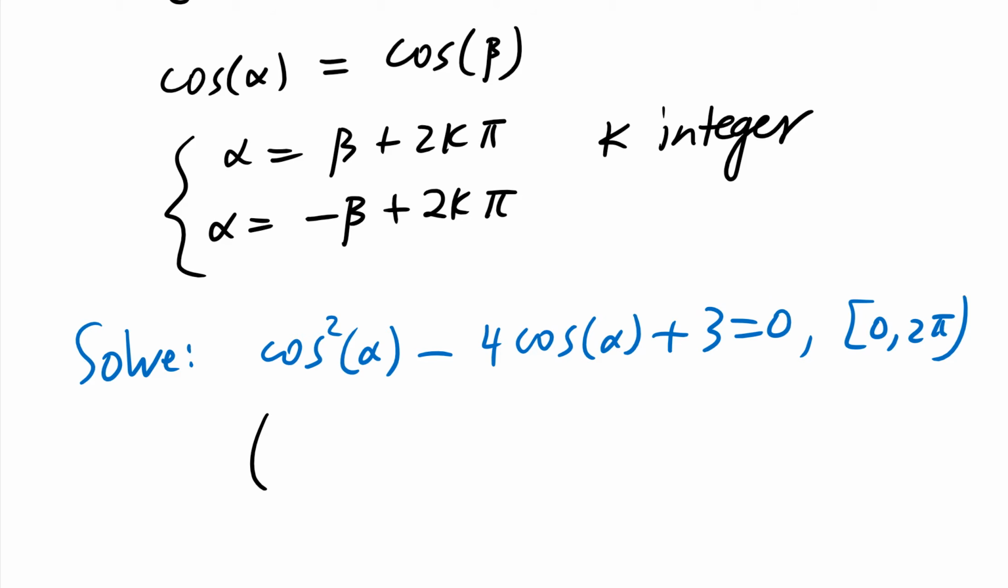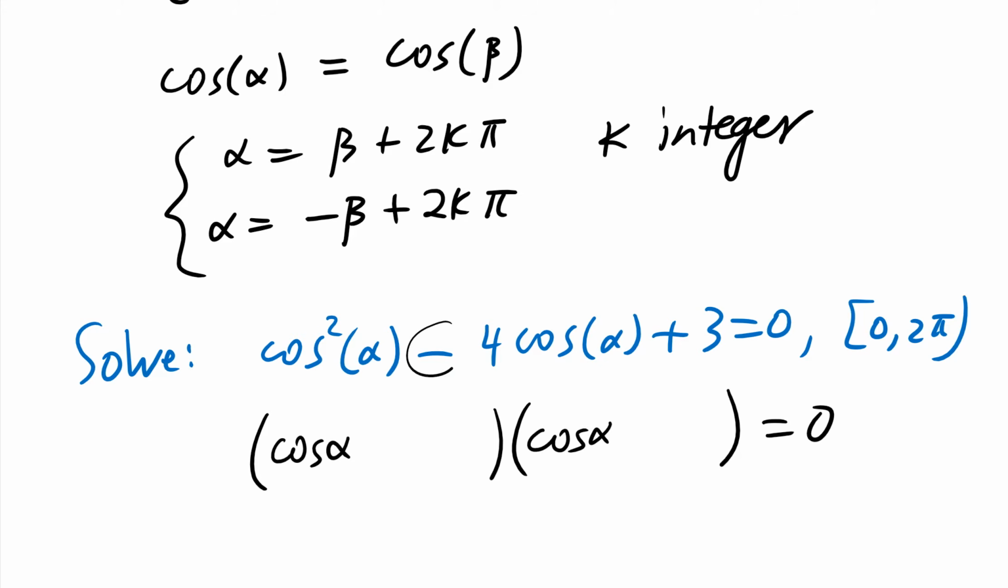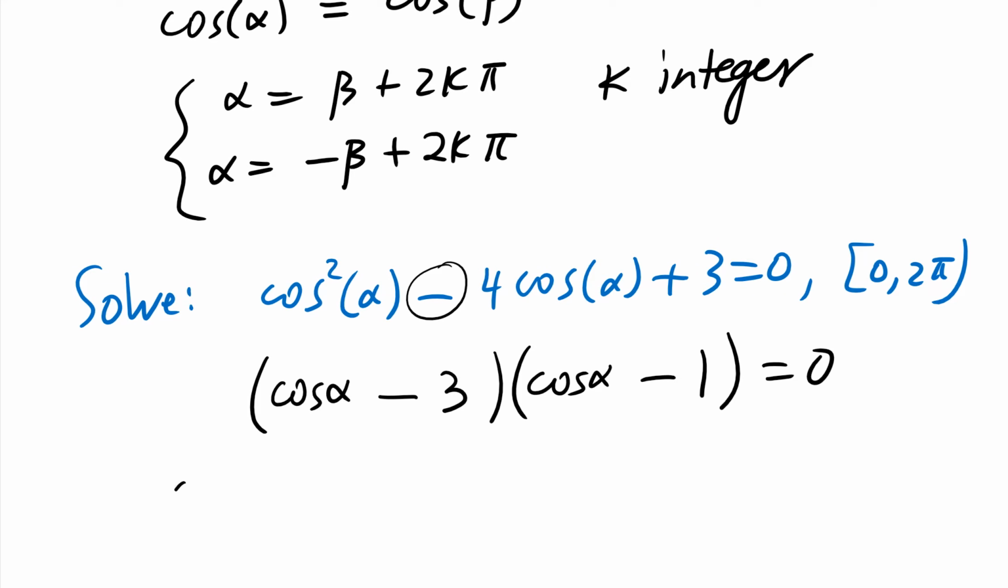First thing we do is factoring, since it's quadratic. So cosine alpha, cosine alpha. The 3 can be 3 by 1, but both should be negative because the middle sign is negative. So it's minus 3, minus 1. So this factoring works good. So in order for this equation to be 0, the first one has to be 0 or the second one has to be 0.